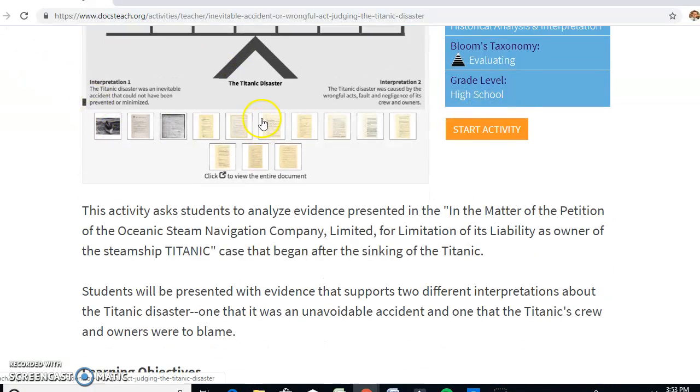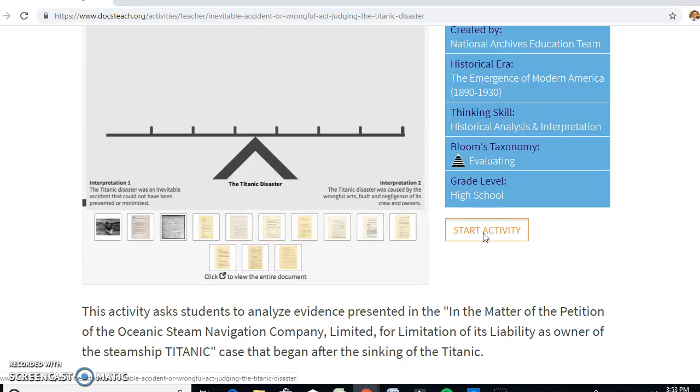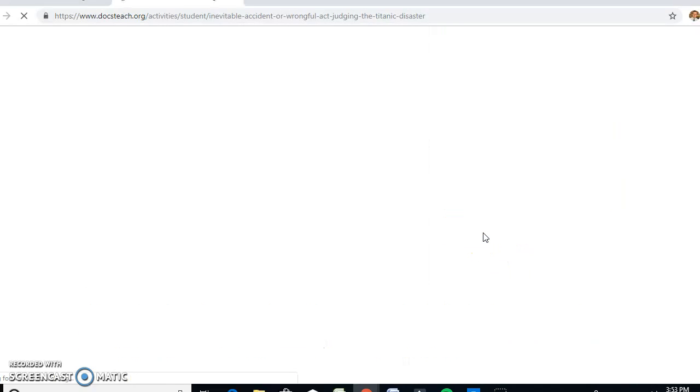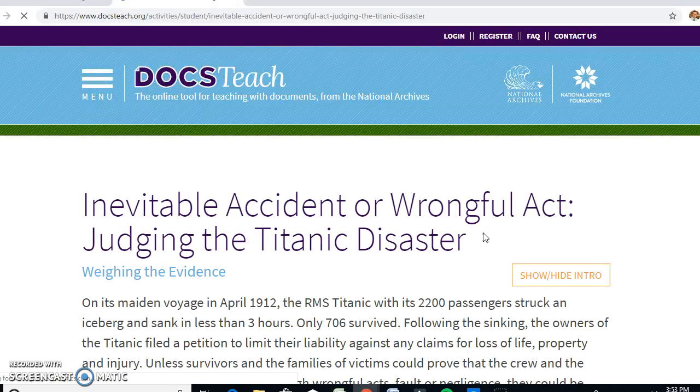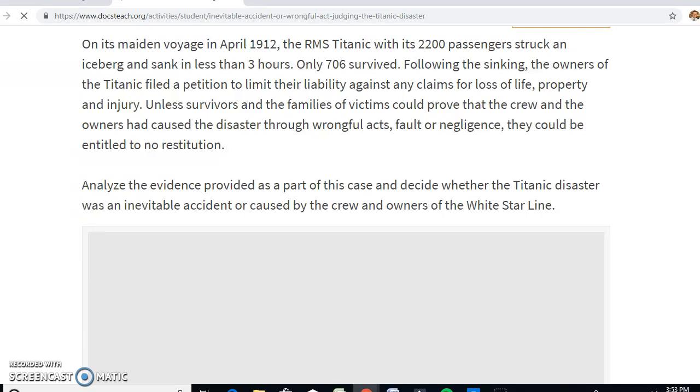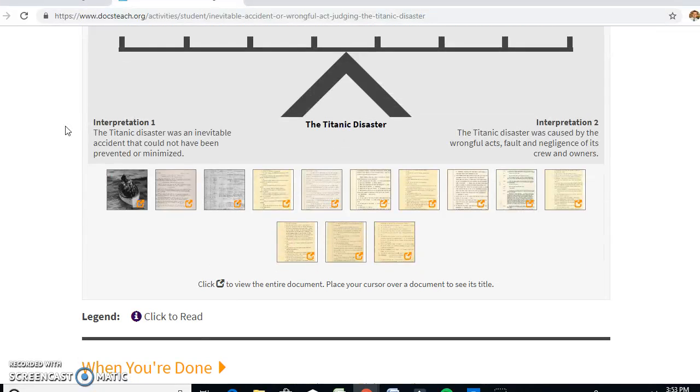Let's look at some of the documents. By the way, for what it's worth, this is very high on the Bloom's taxonomy. Following the sinking, the owners of the Titanic filed a petition to limit their liability against any claims for loss of life, property, and injury. Unless survivors and the families of victims could prove that the crew and the owners had caused the disaster through wrongful acts, fault, or negligence, they could be entitled to no restitution.